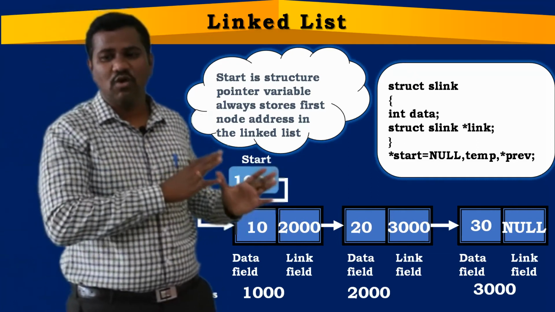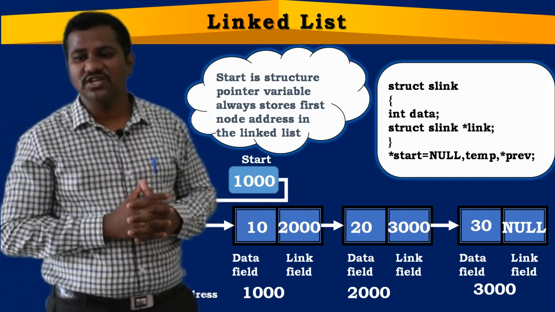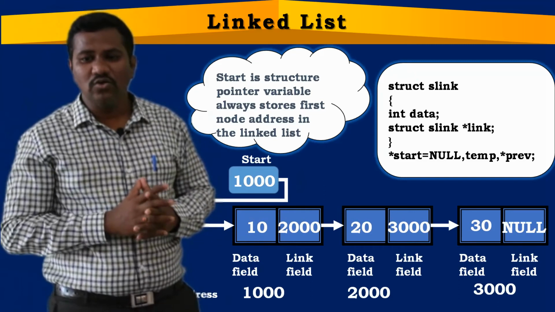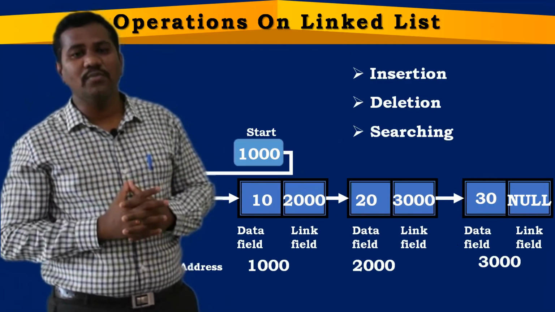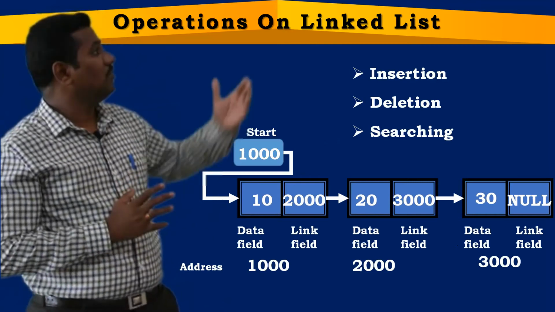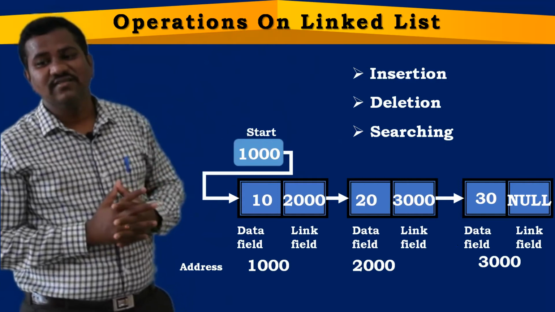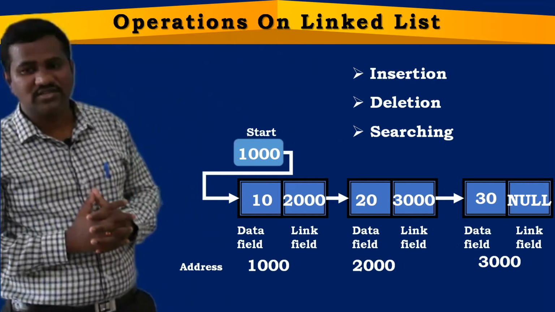So this is the diagrammatic representation of a linked list, right? Now let us see what operations we can perform on a linked list. Mainly we are going to perform three operations: insertion, deletion, and searching. Three operations that we are going to perform in the case of a linked list, right?